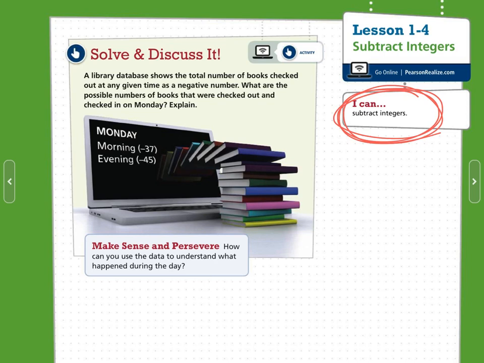to check your answer. In this first problem, you'll notice that by Monday morning, negative 37 represents 37 books that were checked out. By evening on the same day, 45 books have been checked out, as represented by the integer negative 45. Therefore, any combination of books checked in and checked out, which would result in 8 additional books being checked out for the day on Monday, would result in that evening total of negative 45 books.